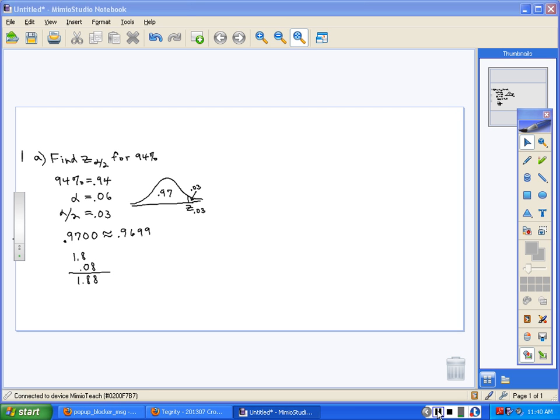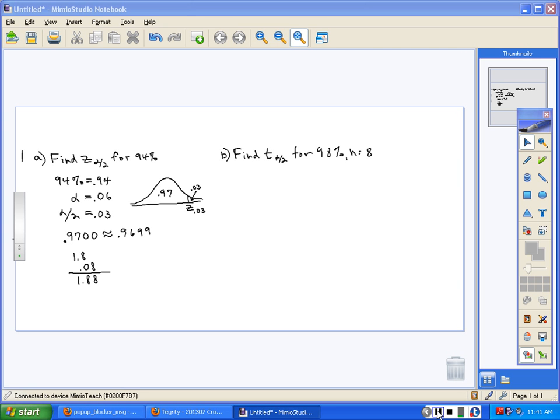Okay, let's go on to part B. Part B asks you to find a critical value using the t table, and it says find, which really doesn't say that up above, but I recopied it, find t sub alpha over 2 for 98% and a sample size of 8. Sample size is another way to say n. So basically what they're telling you here is that n is 8.